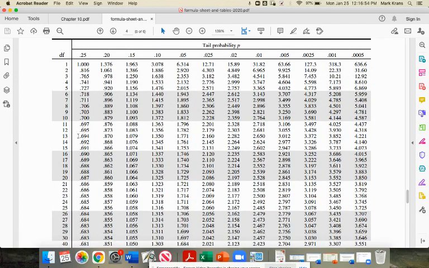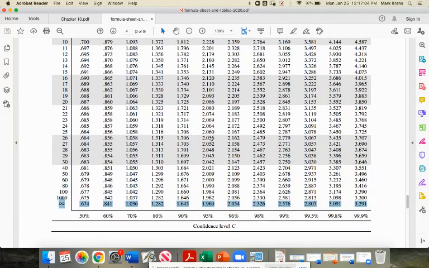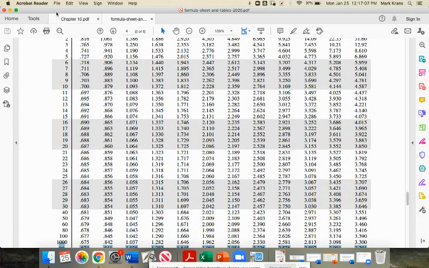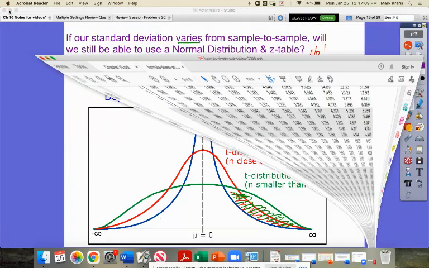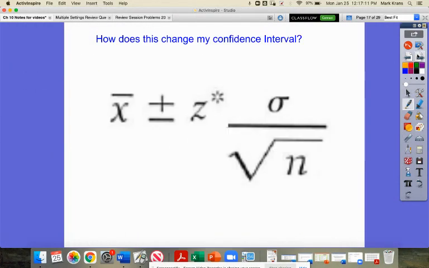So if I have a sample size of 15, my degrees of freedom would be 14, n minus 1, and the 95% would be a t-star of 2.145, okay? And that's how we read that. So let's try a problem with this.